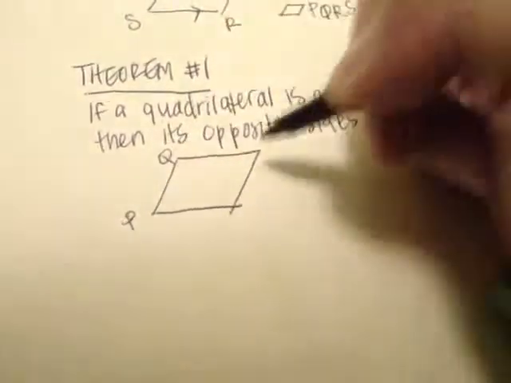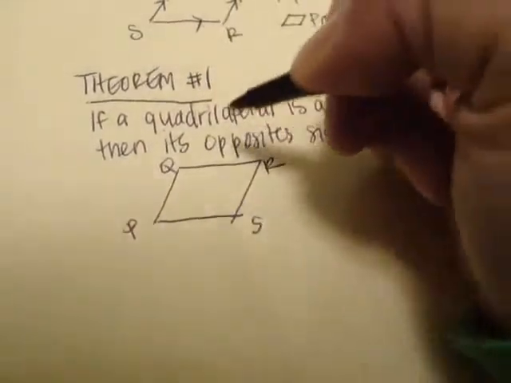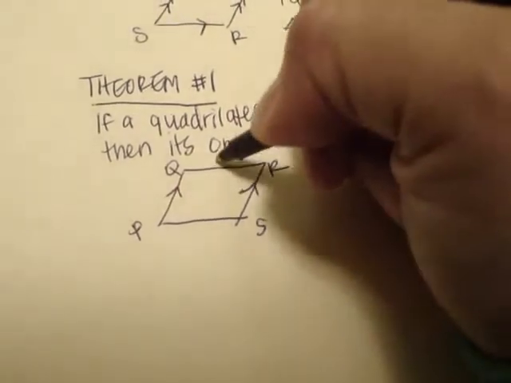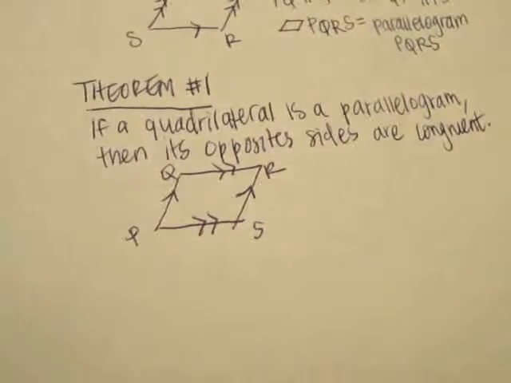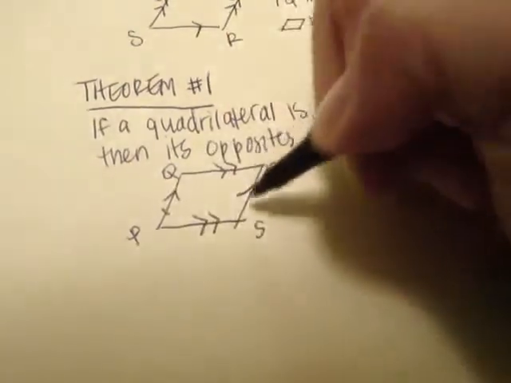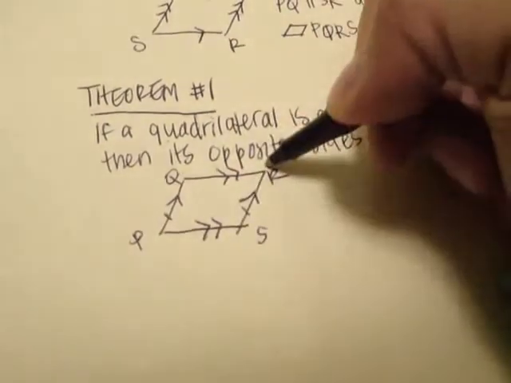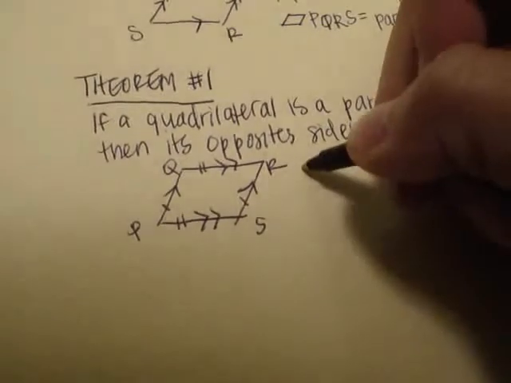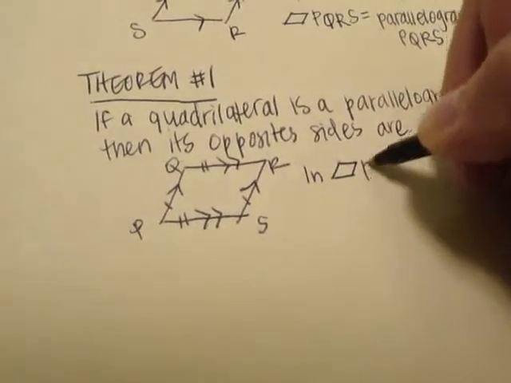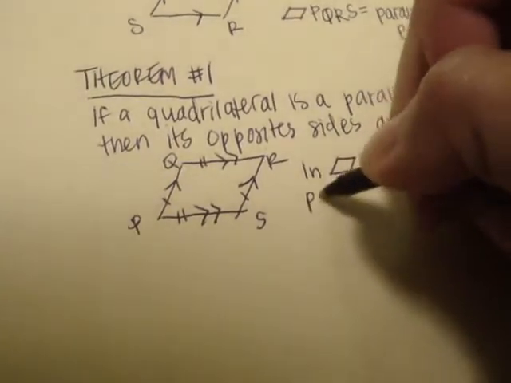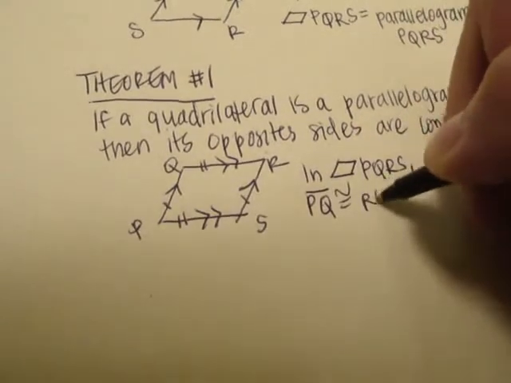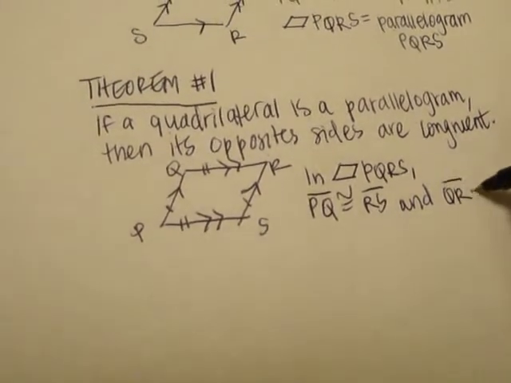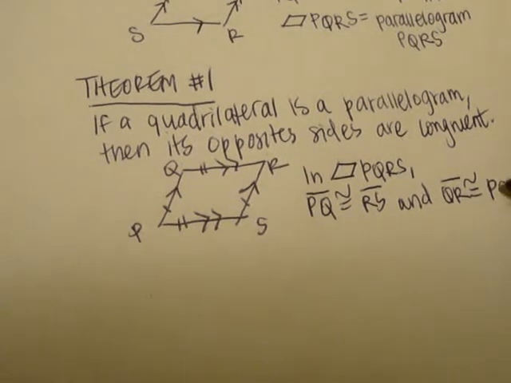Or, in this example, this is P, Q, R, and S, and PQ is parallel to RS, and QR is parallel to PS. We can also do these little tick marks right here to show that they're congruent. The opposite sides are also congruent to each other. So in parallelogram PQRS, PQ is congruent to RS, and QR is congruent to PS.